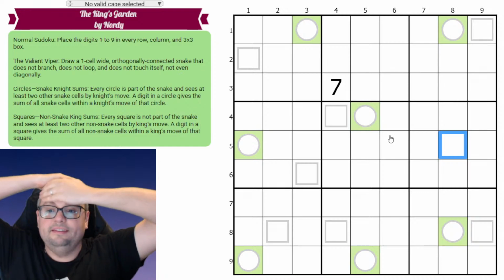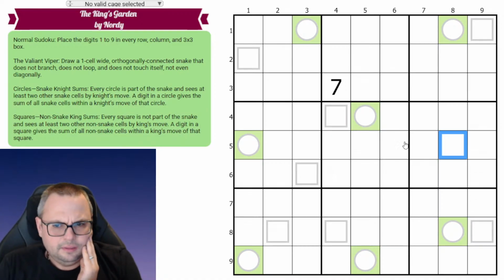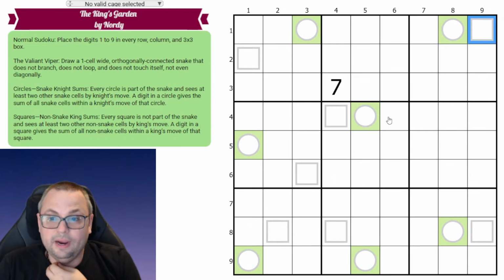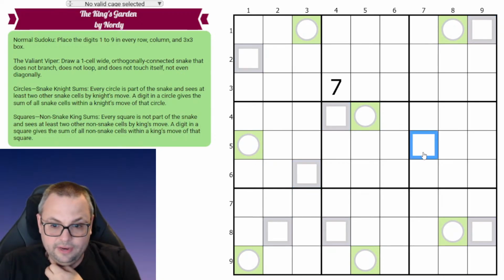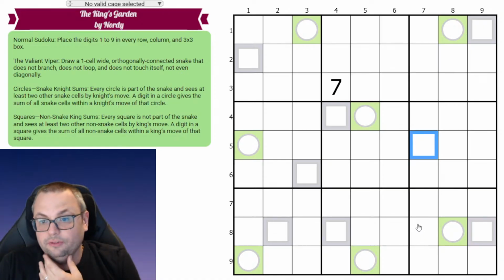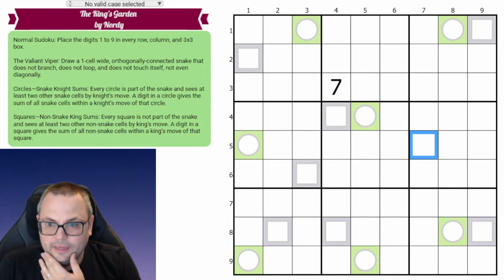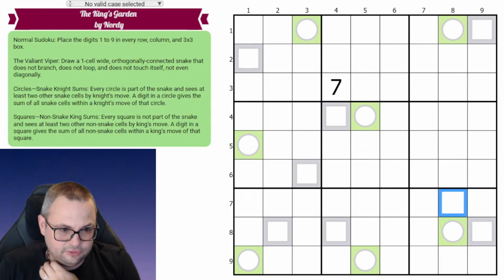Each circle is part of the snake and sees at least 2 other snake cells by knight's move. A digit in a circle gives the sum of all snake cells within a knight's move of that circle. And then non-snake king sums. Each square is not part of the snake. So these are all not part of the snake. And a digit in a circle gives the sum of all snake cells within a knight's move of that circle. I assume by within a knight's move, it actually means that are exactly a knight's move. So like to me, this cell's within a knight's move, but it's not actually the thing.